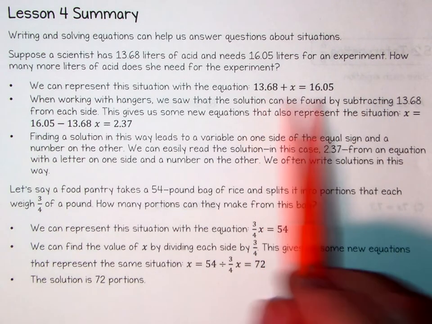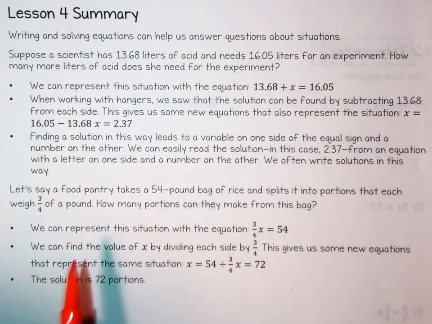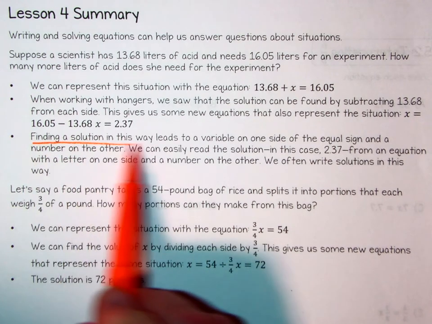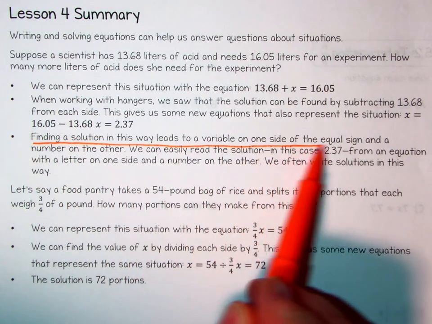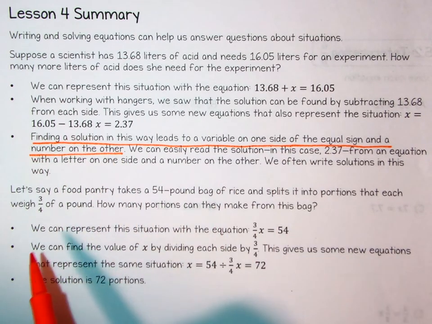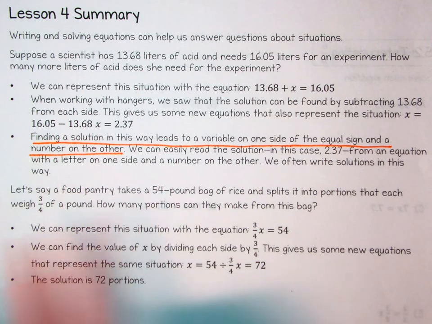And to solve this, you would subtract 13.68 from each side because you're trying to isolate the variable. So finding a solution in this way leads to a variable on one side of the equal sign and a number on the other. We can easily read the solution, in this case 2.37, from an equation with a letter on one side and a number on the other.